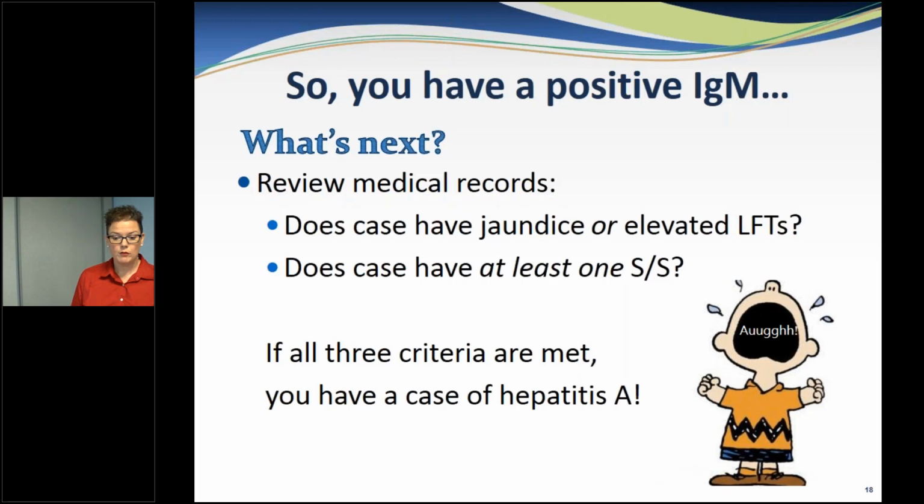So once you have a positive IgM, what are we going to do next? You need to review your medical records. If you don't have them, get them. Does the case have jaundice or elevated liver function tests? And does the case have at least one sign or symptom? If all three criteria are met, you have a case that's reportable.